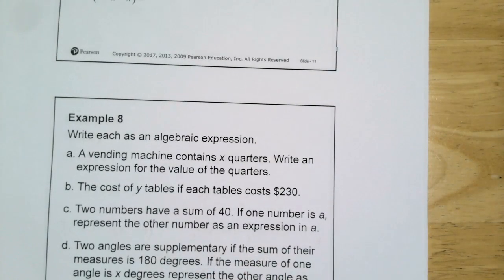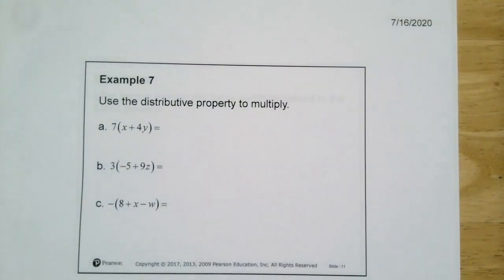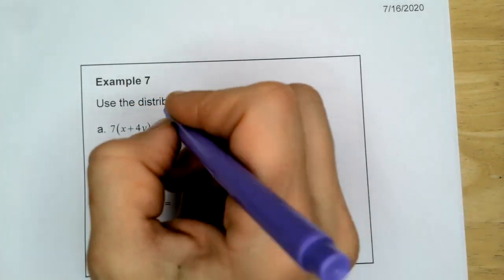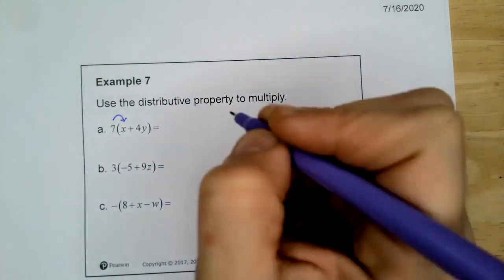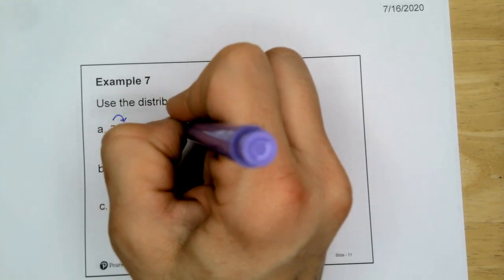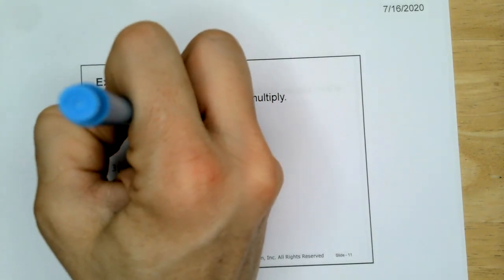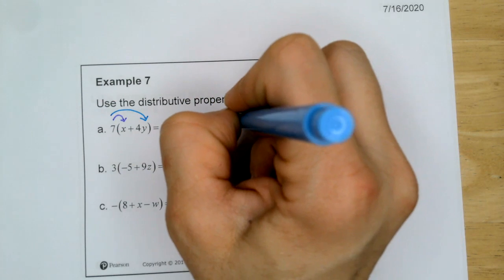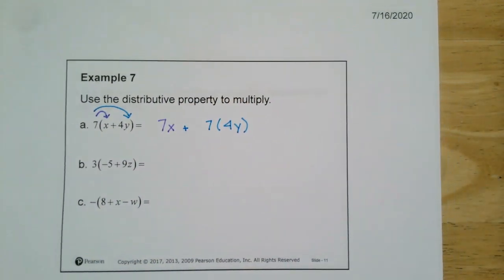Example 7 is about the distributive property, very important, okay? Do not think about those other 2 properties. Think a lot about this property. 7 times the quantity x plus 4y is the same as, take that 7, apply it to the x, 7x. Take that 7, apply it to the 4y. Ooh, just keep the plus sign. 7 times 4y. Okay, that's what the distributive property is.